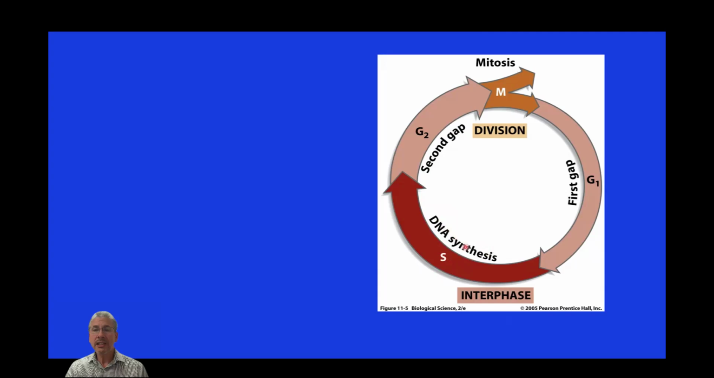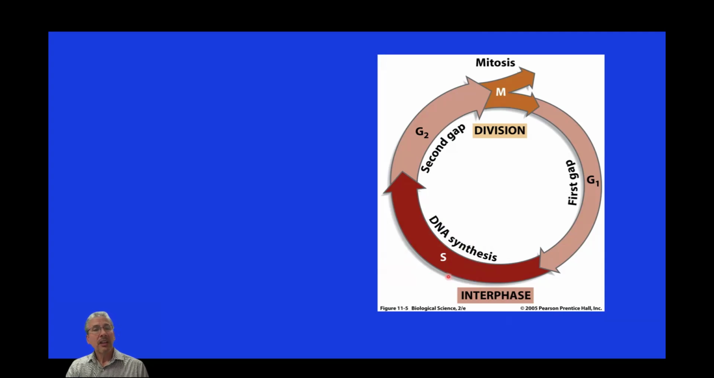This is where DNA synthesis occurs. That's then followed by some period of time, the G2 phase, or the second gap. And then when conditions are just right, that cell can then itself undergo mitosis. So really this whole chapter is taking a look at this part right here, DNA synthesis, what takes place during that phase.